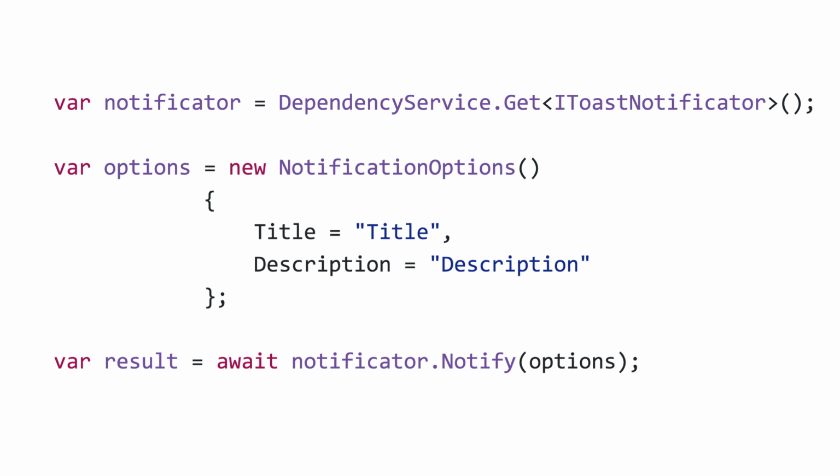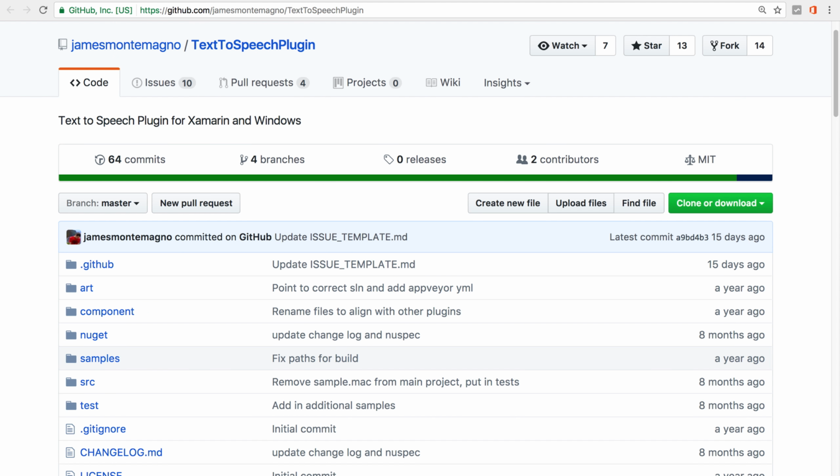How to show those toasts? We get the reference to the toast notificator interface right here using dependency service. Then we can specify some options when we want to show that notification toast. Those options are the title and the description. So this is a lightweight user dialog, we can consider it that way. Then we invoke notify and pass that title and the description inside those options right here, and the toast will be shown for both iOS and Android.